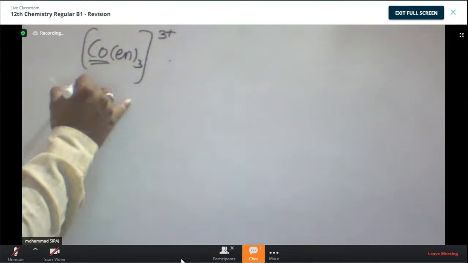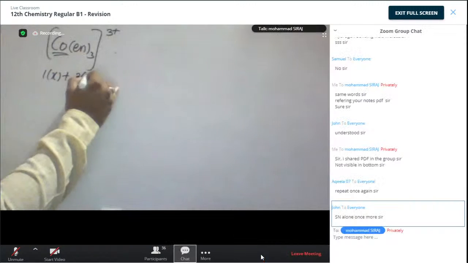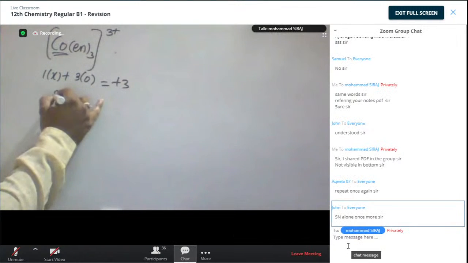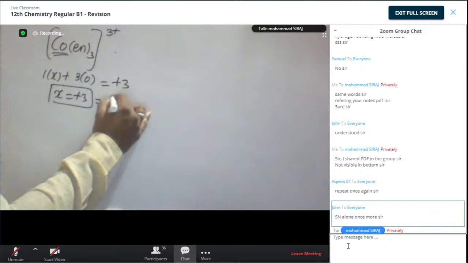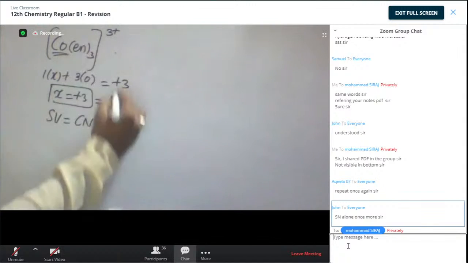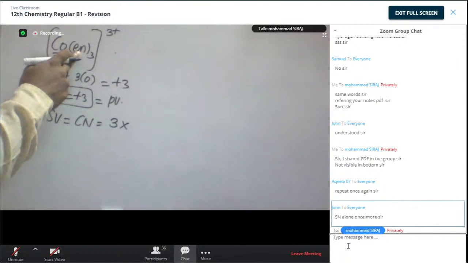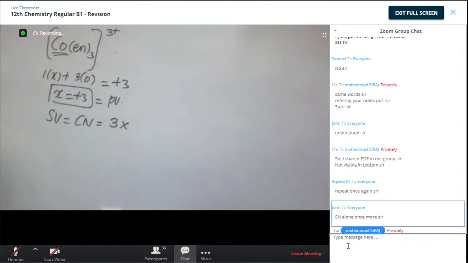Okay, now see here. If I am taking this one, 1 into X plus 3 into 0 is equal to plus 3. X value is how much? Plus 3. Primary valency is plus 3. Secondary valency, coordination number: how many ligands are there? 3. Bidentate ligand or monodentate ligand? It is a bidentate ligand. Bidentate ligands means what you have to do? 3 twos are 6. Secondary valency is 6. Means coordination number is how much?